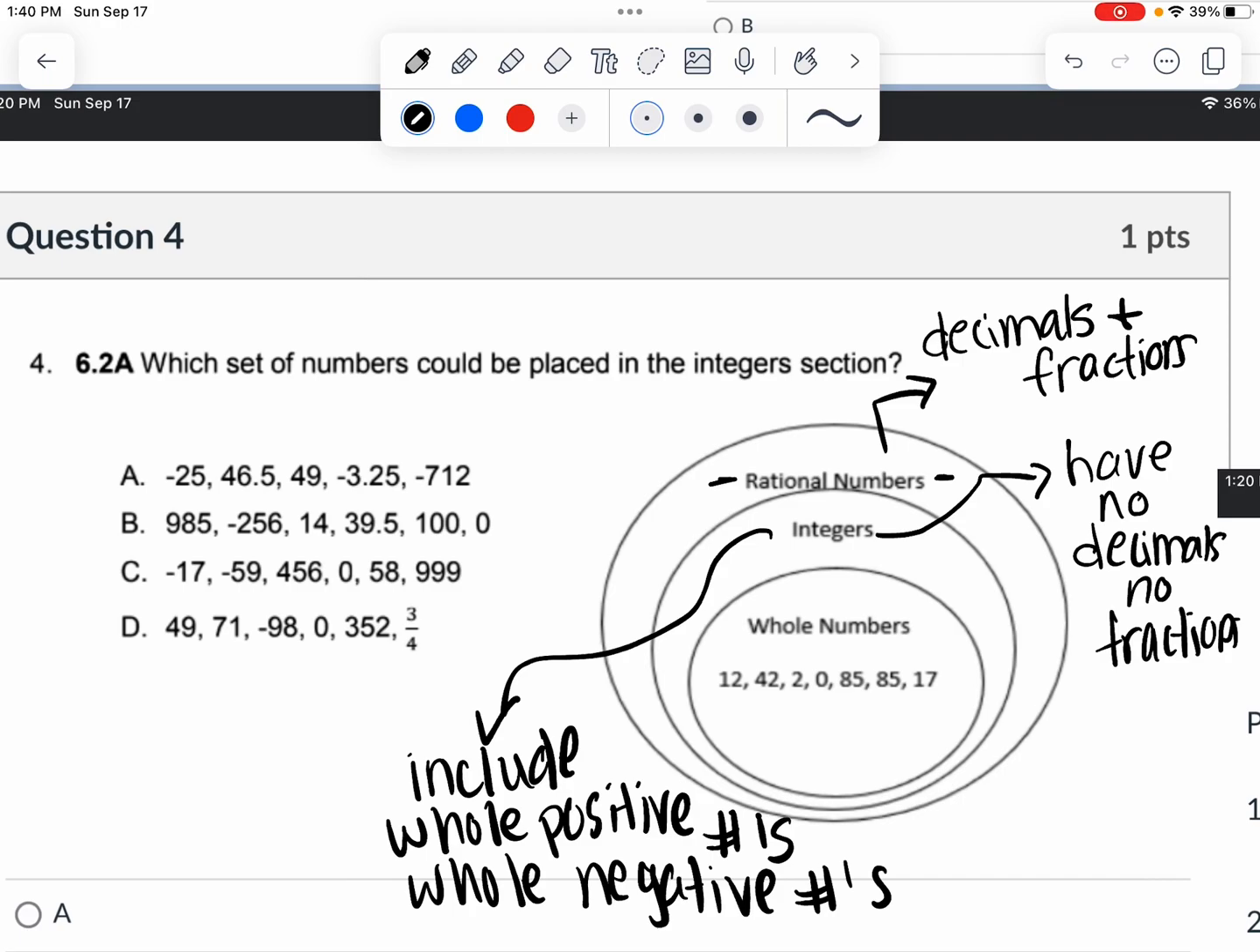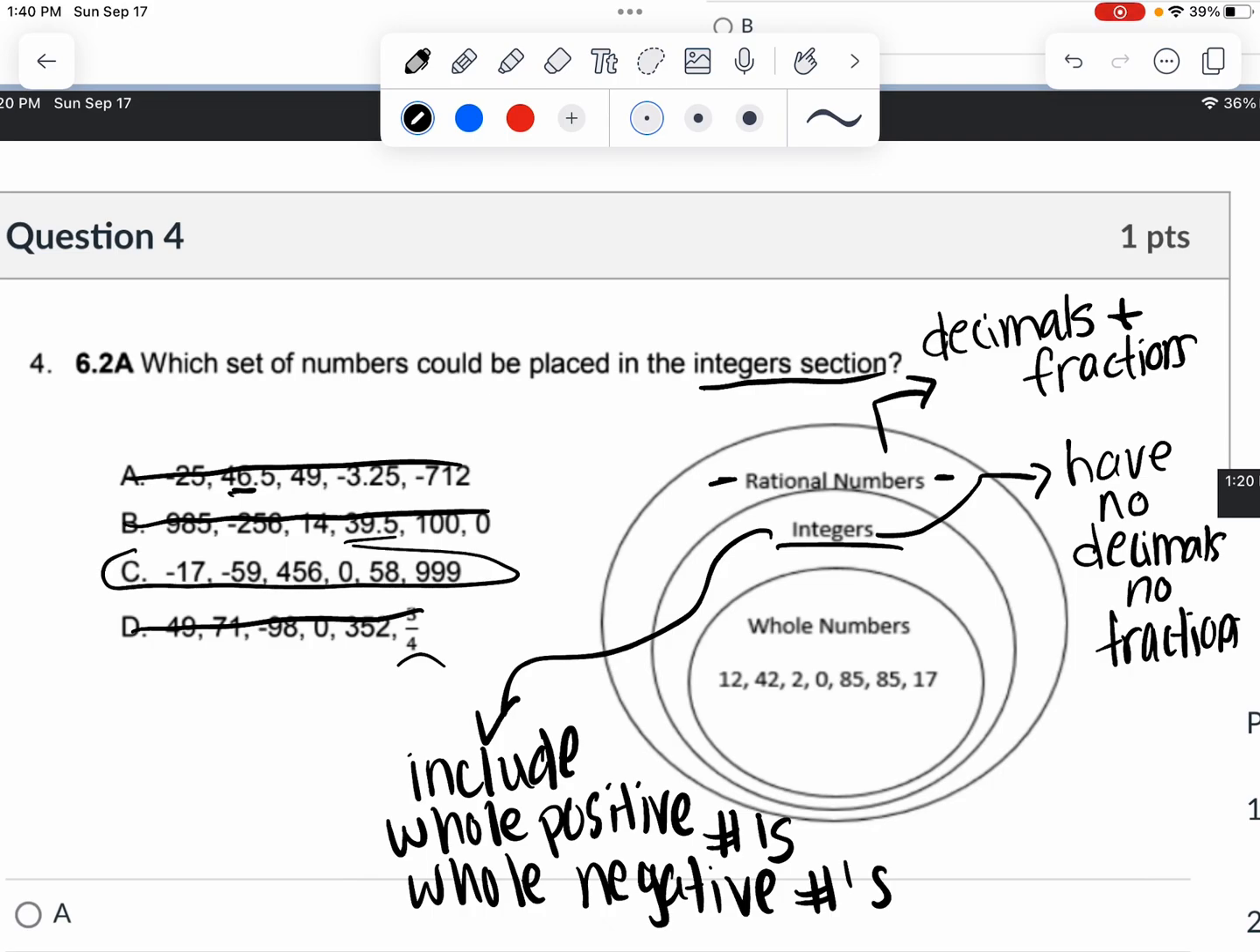So which set of numbers could be placed in the integer section? So we need to make sure as we're going through our answer choices that there are no fractions and no decimals that would go into the integer sections. So as I'm looking at A, oh, I see a decimal, so it won't be A. Now I'm looking at B. I see 39.5. That has a decimal, so it's not going to be B. If I look at D, I have a fraction, so it's definitely not going to be D. So the only answer choice is going to be C.